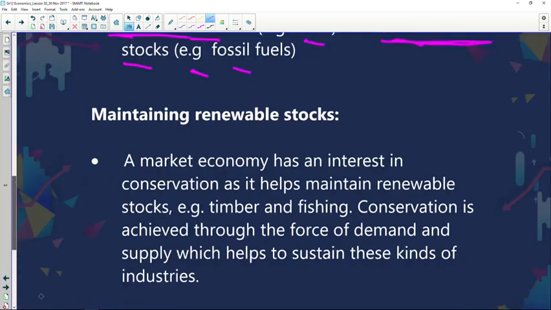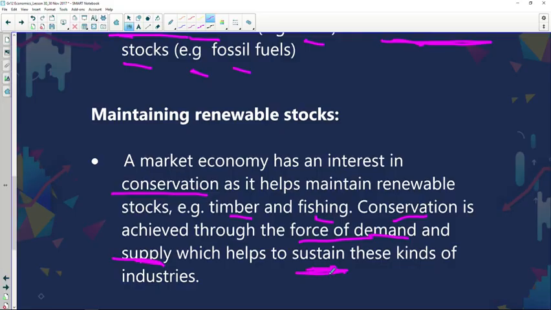So what can be done to maintain the renewable stocks? A market economy has an interest in the conservation as it helps to maintain the renewable stocks. For example, the timber and fishing, that's trees, and if we are fishing for species in our oceans. So conservation is achieved through the force of demand and supply, which helps to sustain these kinds of industries. So they will be sourced based on the demand. So the market forces of supply and demand actually help in the process of sustaining these kinds of industries.